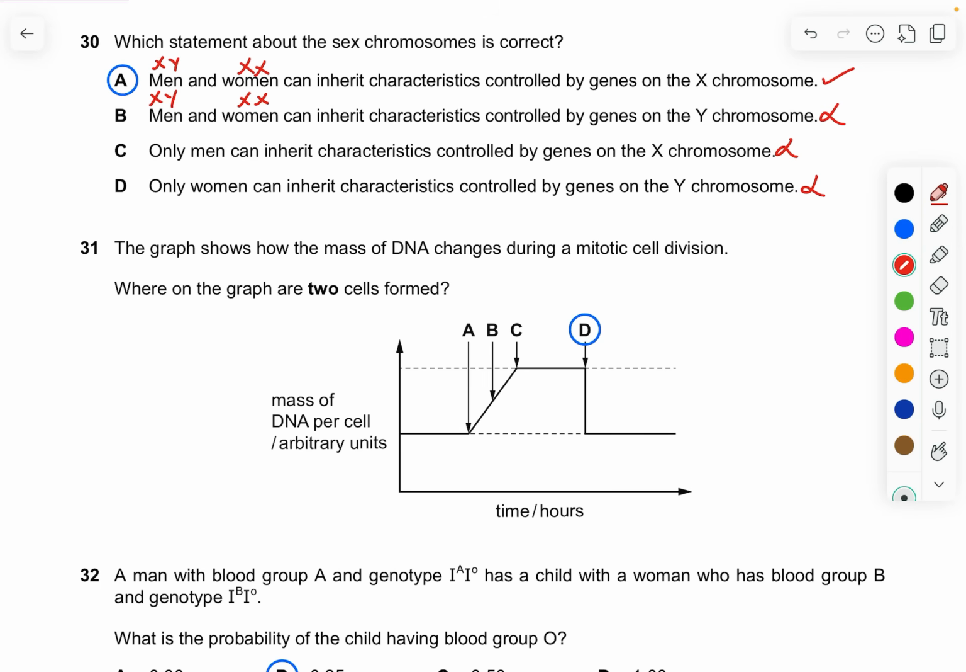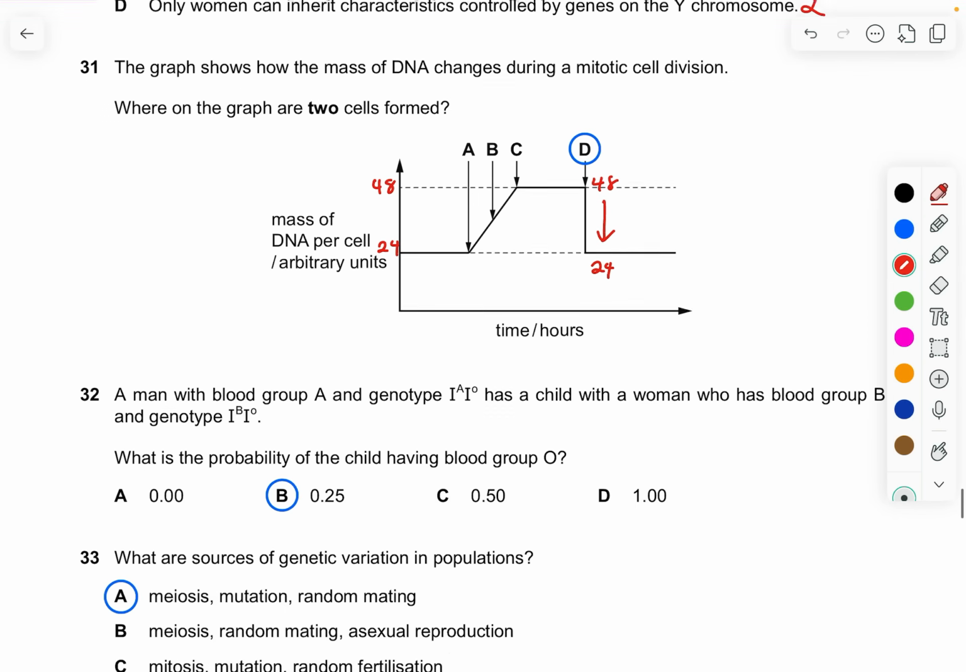Question 31. The graph shows how the mass of DNA changes during a mitotic cell division. Where on the graph are two cells formed? Initially you can see the DNA is, let's say, 24. Then as you go through the phases, especially when you come to C, you can see the number actually doubles. When two cells are formed, the DNA splits, and then it goes back to where it began again. That's where it restarts the cycle. So D is where the final stage occurs. The mass of DNA actually changes already. So that's why the answer for this question is D.